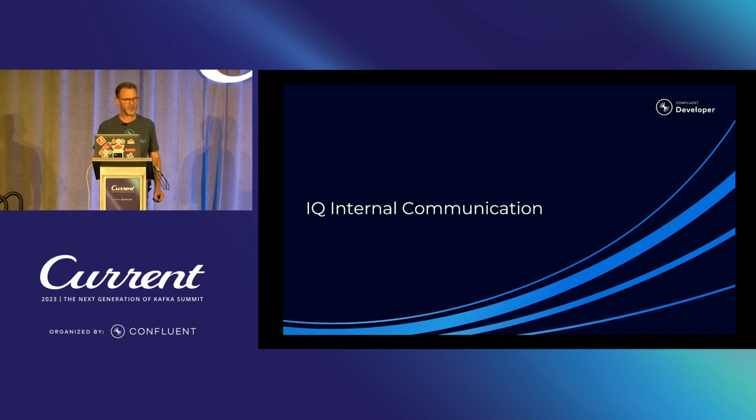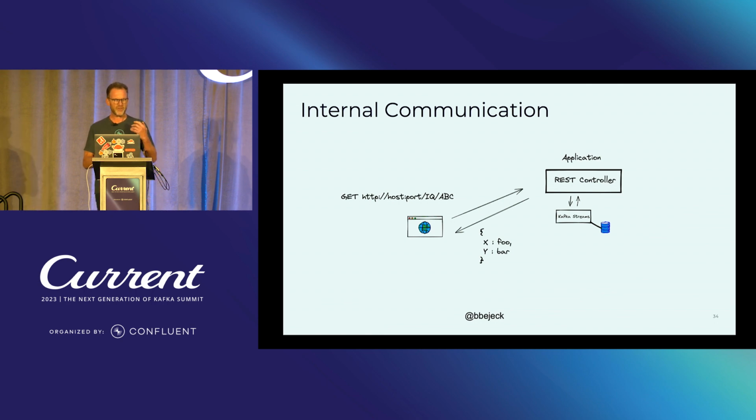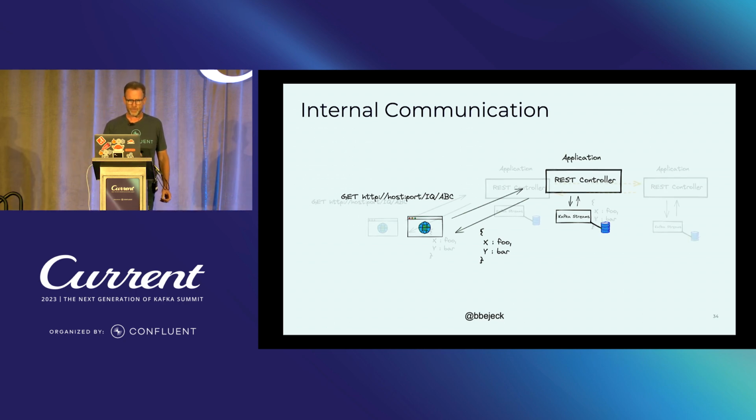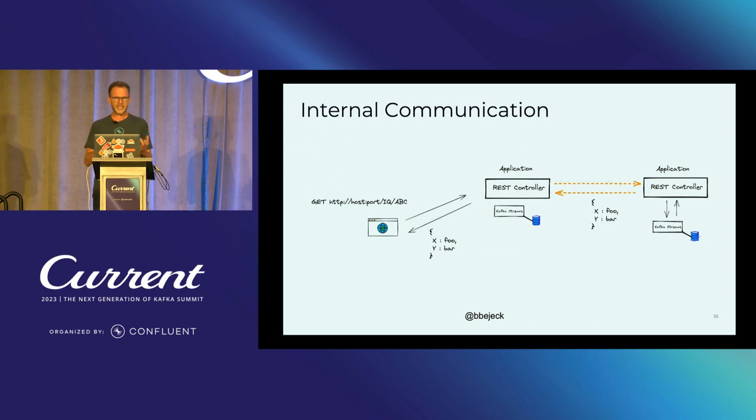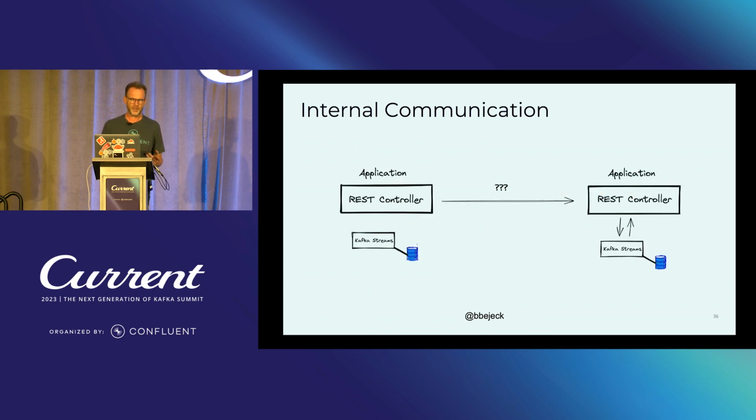Okay, so now we want to talk about the internal communication. I had said before that you've got this web page that makes a REST call for a given key. And the instance you hit, if it is responsible for the key, you just return that. But if it's not, that instance you queried will know which one to hit. But now, how do we communicate to the other instance that we want to issue this query? So how are we going to handle that?